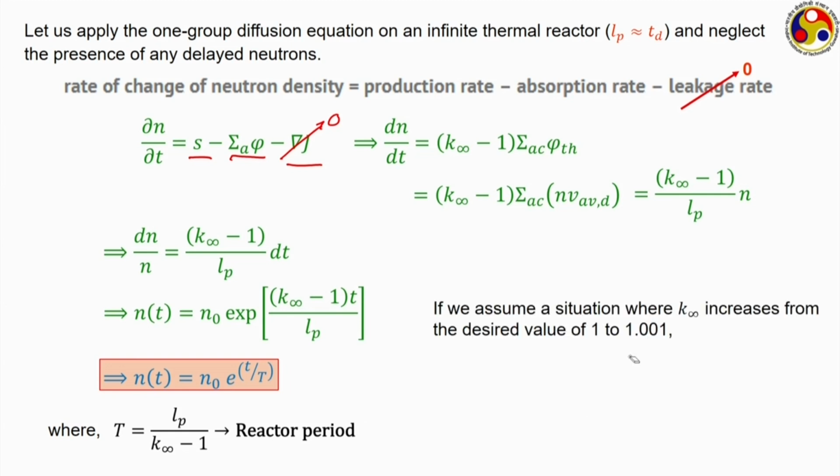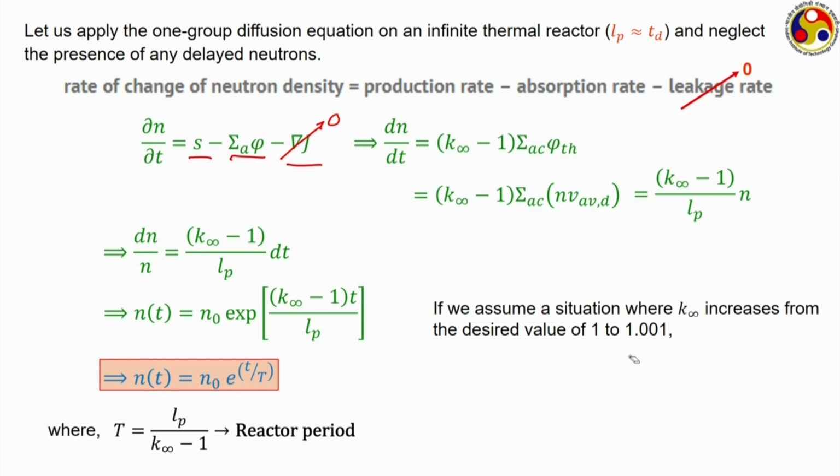Now, let us consider another test case: a reactor which is initially operating as a critical one, that is, the effective multiplication factor is 1, but because of certain disturbances it has increased by a very small fraction of 0.1% and has become 1.001. If we put this number into this expression, firstly we have to calculate capital T.